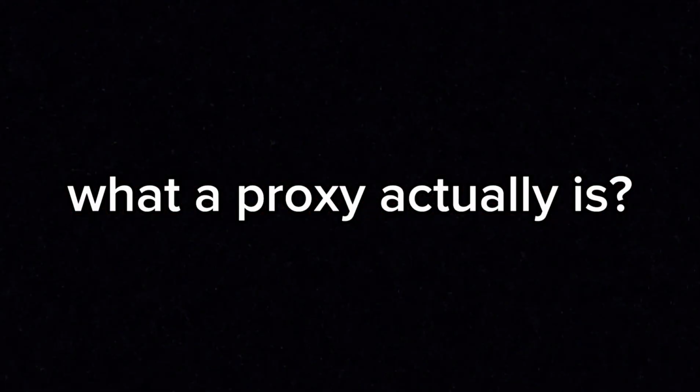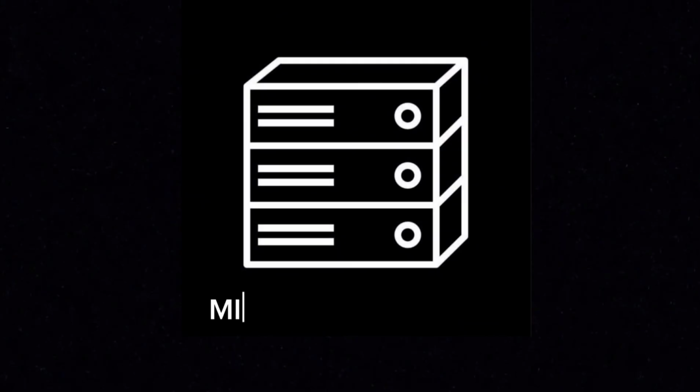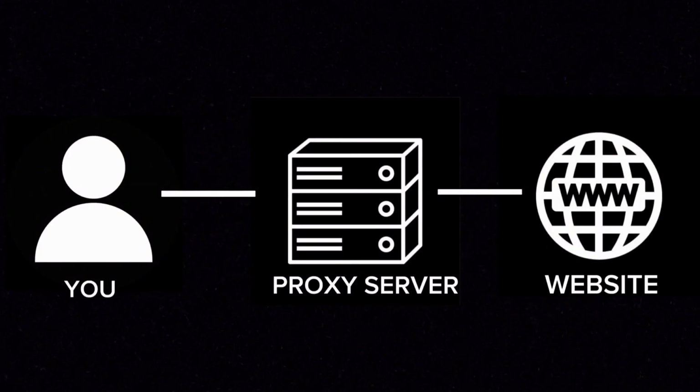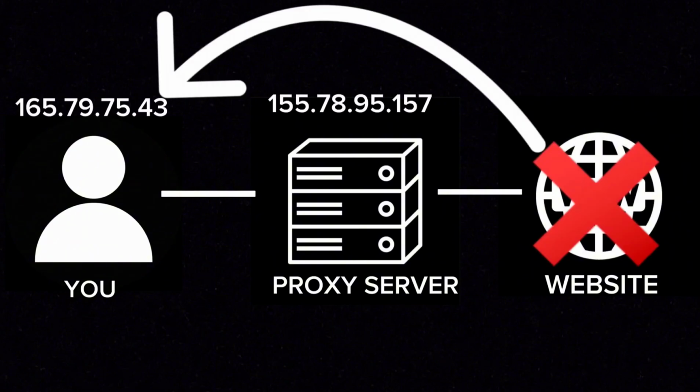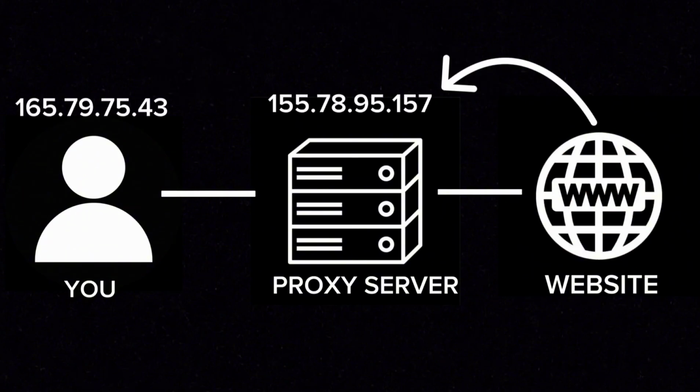But before we start, let's understand what a proxy actually is, what they are, and why we use them. A proxy is basically a middleman server. Instead of your device talking directly to a website, the proxy talks for you. So instead of you to website, we turn it into you to proxy, then website. And now the website never sees your real IP. It only sees the proxy's IP.